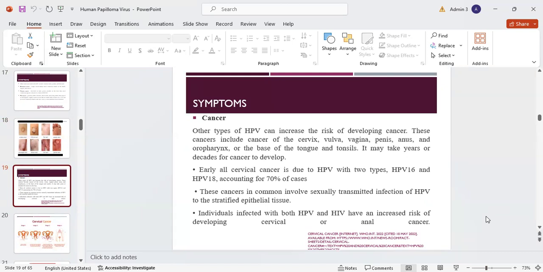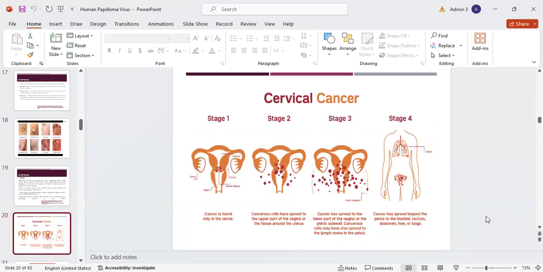Nearly all cervical cancer is due to HPV, with two types, HPV 16 and HPV 18, accounting for 70% of the cases. These cancers commonly involve sexually transmitted infection of HPV to stratified epithelial tissue. Individuals infected with HPV and HIV have an increased risk of developing cervical or anal cancer.